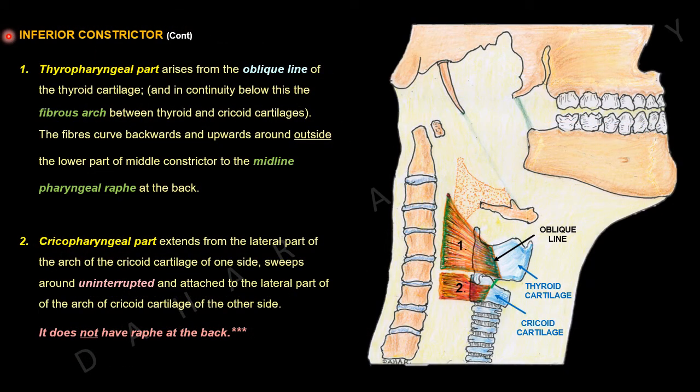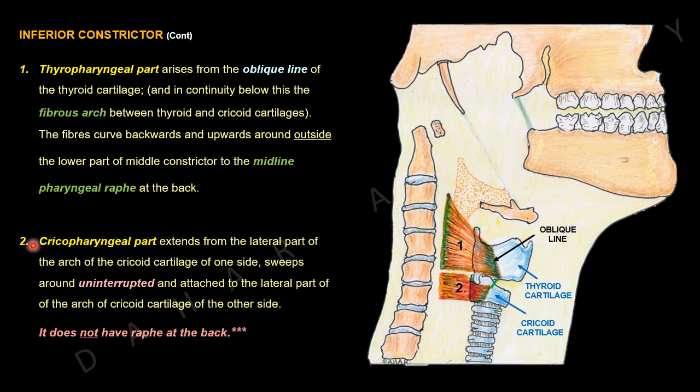The inferior constrictor muscle has two parts. The upper thyropharyngeal part, which comes from the oblique line of the thyroid cartilage, and the lower cricopharyngeal part, coming from the side of the arch of the cricoid cartilage. The fibers of the thyropharyngeal part curve backwards and upwards around outside the lower part of the middle constrictor to the midline pharyngeal raphe at the back.